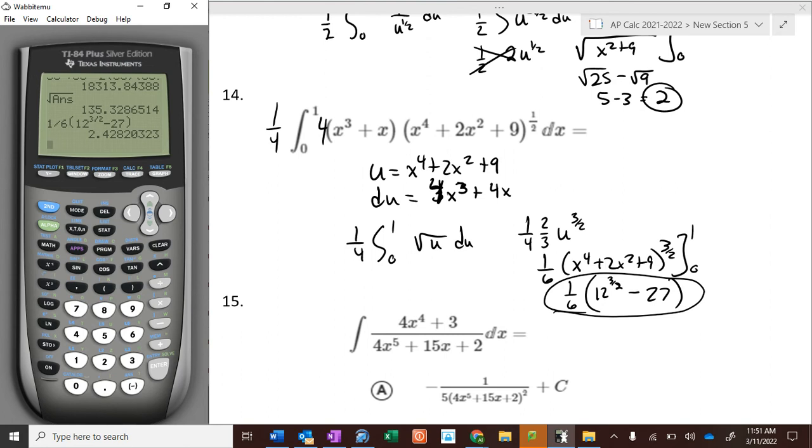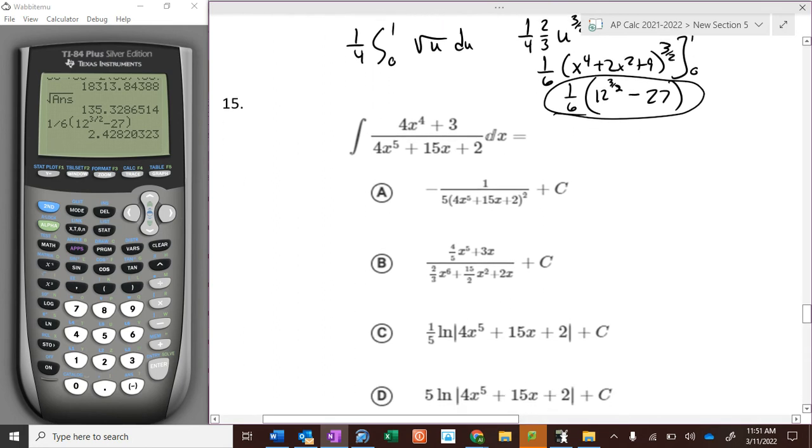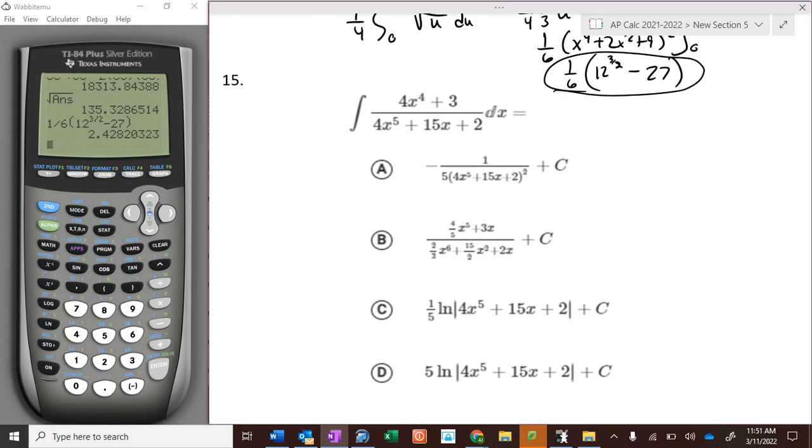2.428203. Nice, that's easy money. Can we graph the next one? The next one cannot. Why not? It's not a definite integral. It's an indefinite integral.